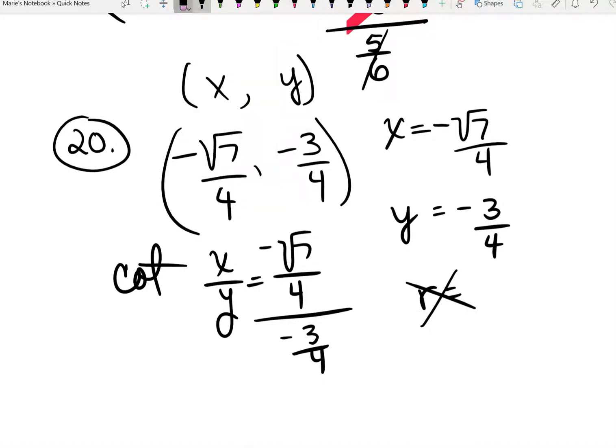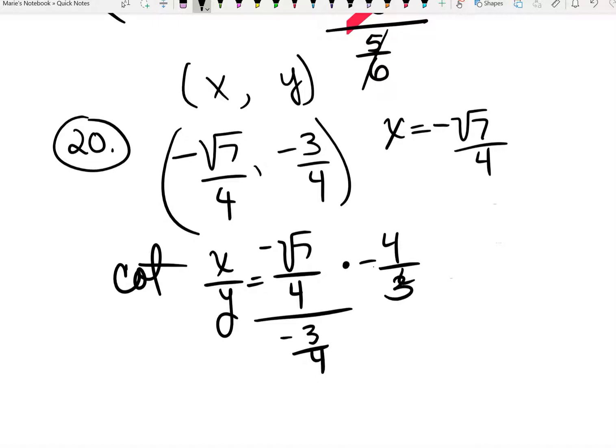What ends up happening is we go back to some basic fraction rules, which is just keep, change, flip. And so I'm going to multiply by negative 4/3. The 4's will cancel, the negatives will cancel, and you're left with square root of 7/3. And I believe for number 20, the answer choice should have been D, which is just that.